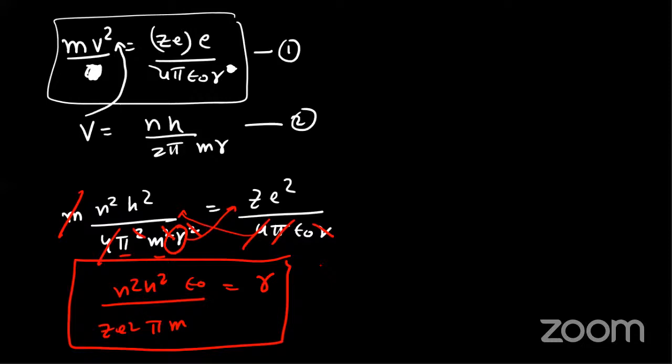Cool, right? And all of these are constant. All of these values are constant here. So I can easily tell you that radius is proportional to n square. Am I right?